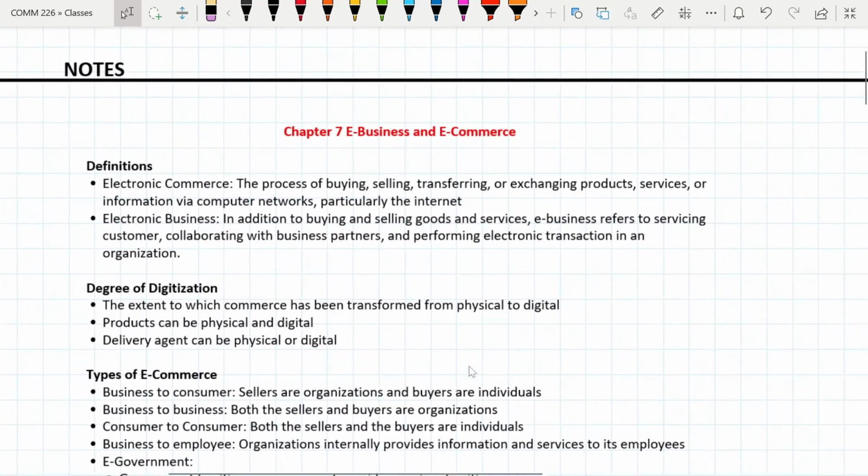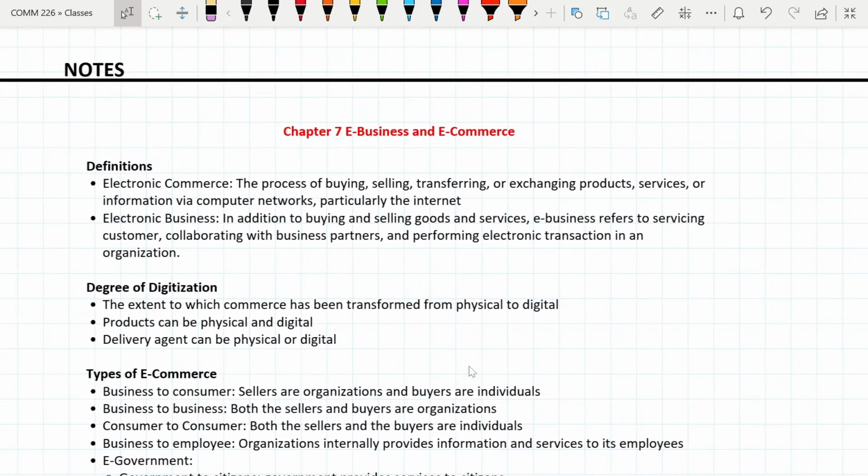Alright, so I'm going to be doing chapter 7, e-business and e-commerce. So definitions. Electronic commerce is the process of buying, selling, transferring, or exchanging products, services, or information via computer networks, particularly the internet. So let me highlight that for you guys. Process of buying, selling, transferring, or exchanging products, services, or information. And then on the internet.